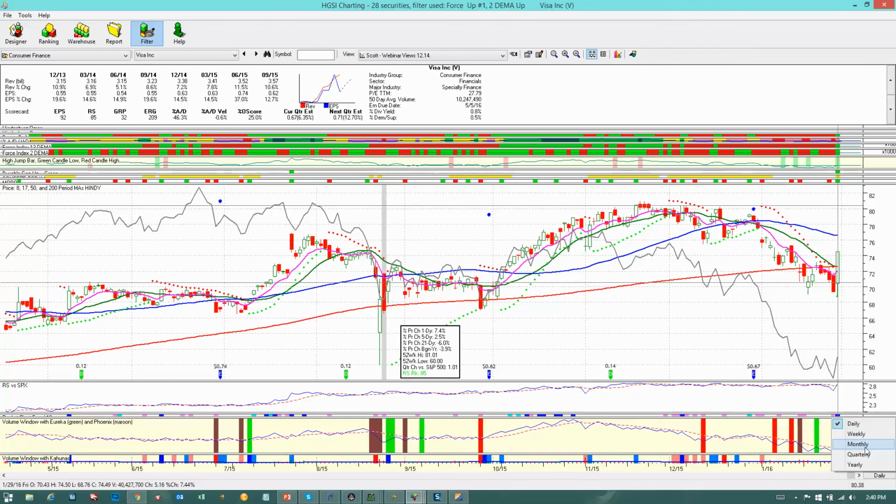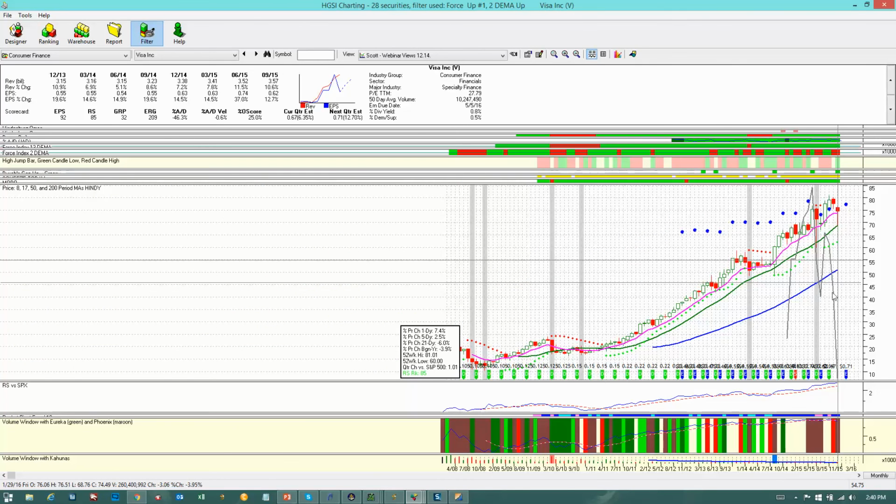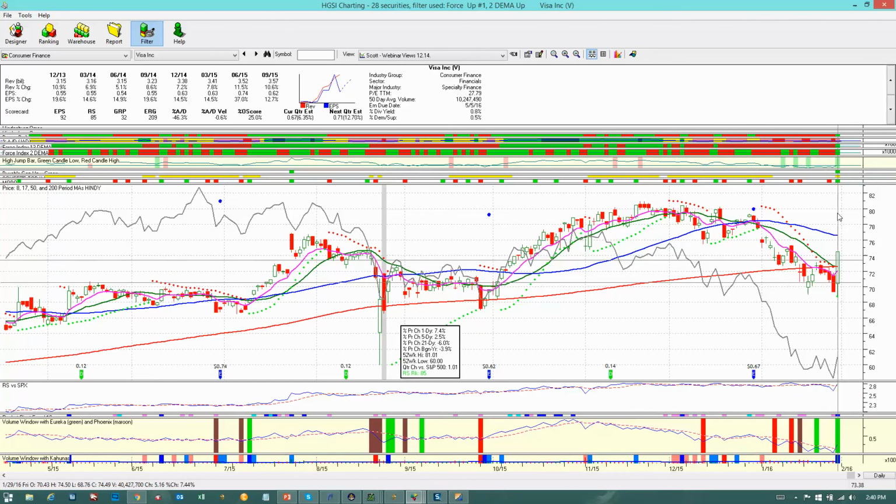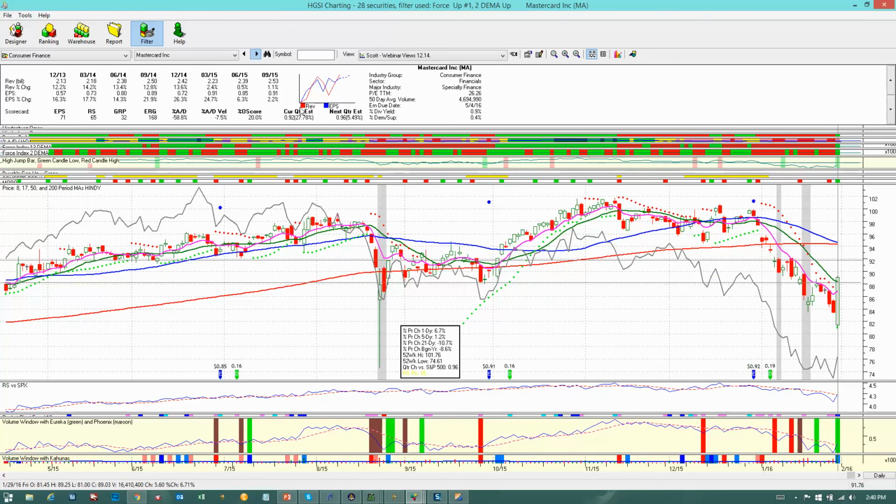I'm curious, it's got a monthly. And Visa's had a huge run since coming public. But maybe it's time to start thinking about Visa again. MasterCard, similar pattern, belt hold pattern. Kahuna, pocket pivot, way below its moving averages. I like Visa's look a little bit more.